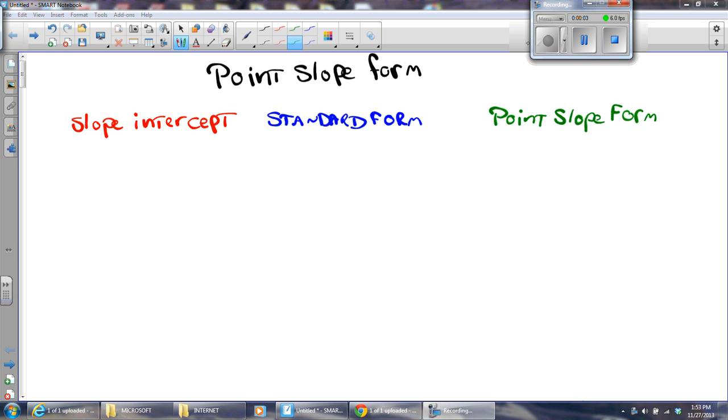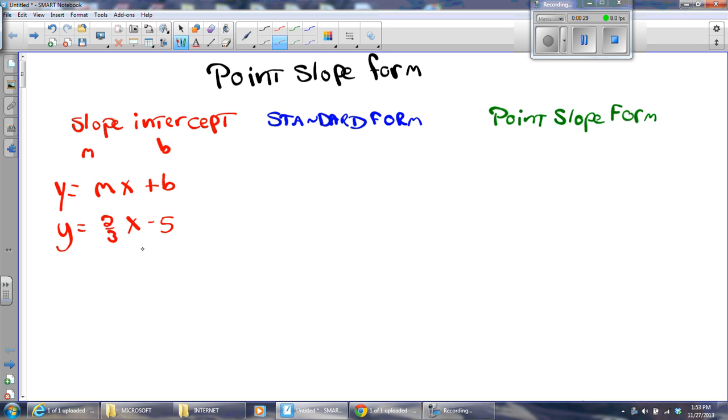Hello, algebra students. Today we're going to learn point-slope form, and we're going to quickly review slope-intercept form. Remember, in slope-intercept form, we know the slope and the y-intercept, and y must be alone in the equation. It looks like y equals mx plus b, right? So if we want to graph, we have a y, maybe we'll have a 2/3 here, an x, and a -5. Well, it's really easy to graph something like that, right?